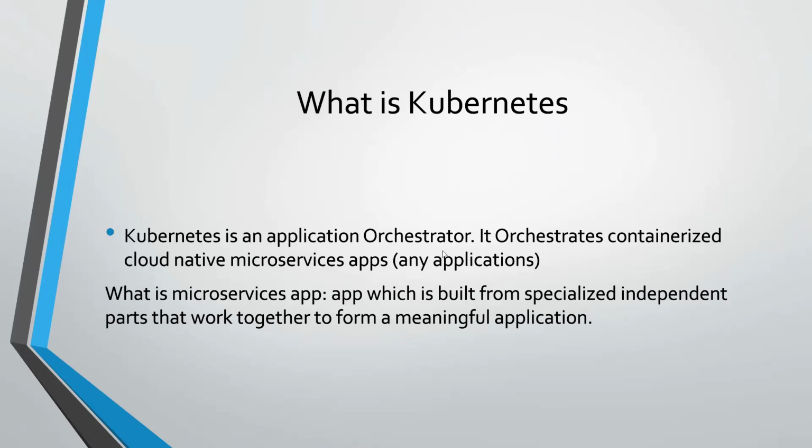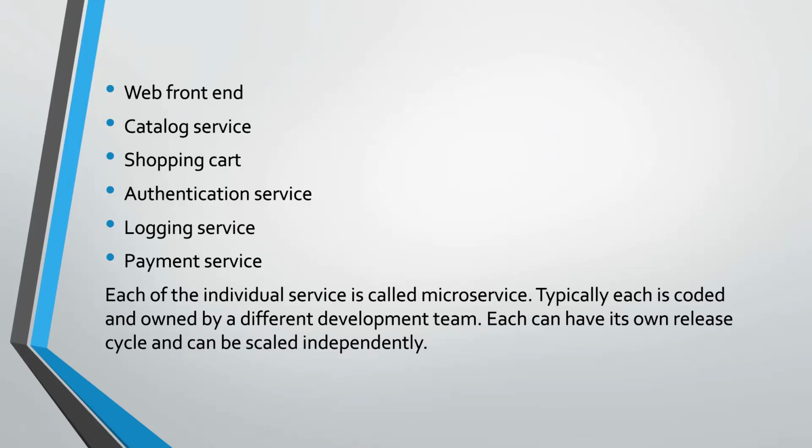Kubernetes is an application orchestrator. That means it will manage your shopping application, which consists of multiple microservices. Or we can also say the shopping app has multiple containers. Those containers are managed by Kubernetes. So now what is the meaning of managed? Why are we calling it managed? That we will see in the next slide.